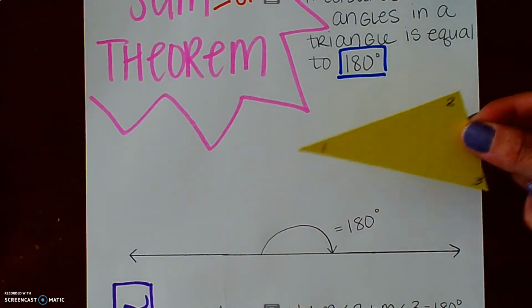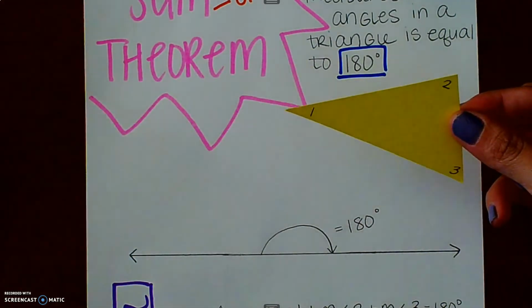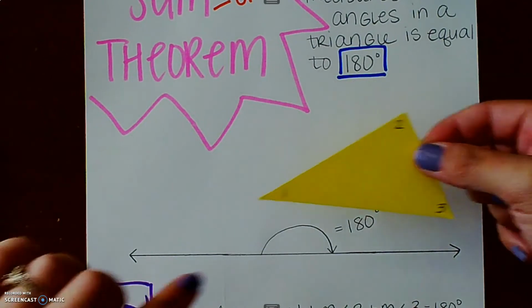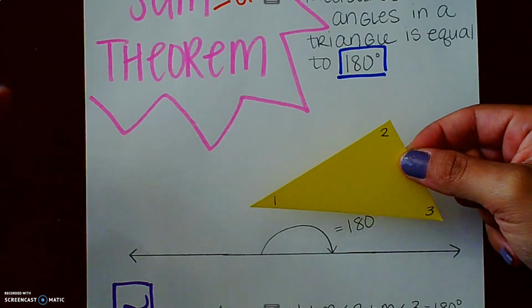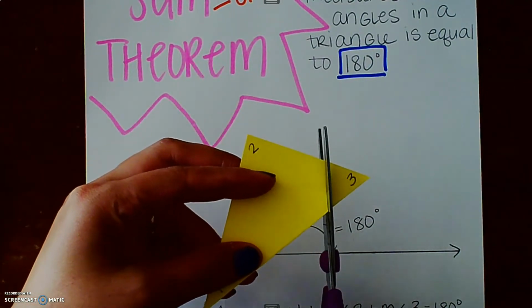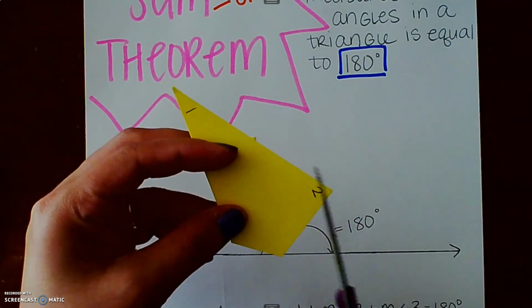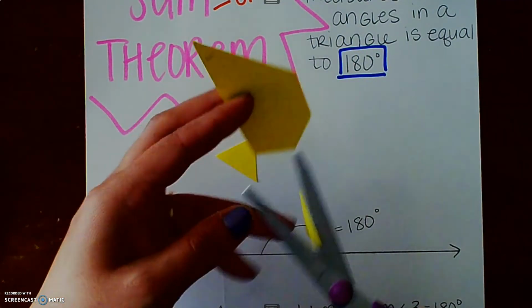Well, I cut out a triangle here from index cards. I started off like this, and I just cut a triangle. I labeled the angles 1, 2, and 3 because there are 3 angles in a triangle. So if we were to cut these angles off, and that's what I'm going to do, I'm going to cut these angles off.